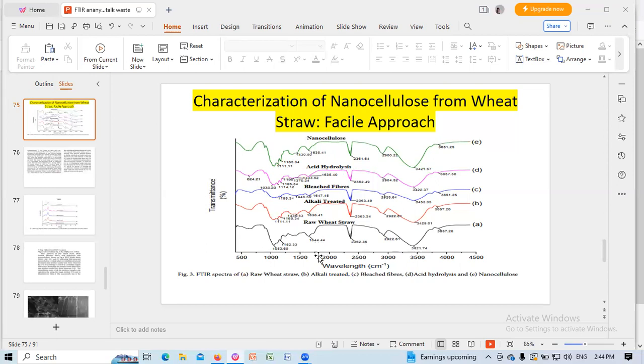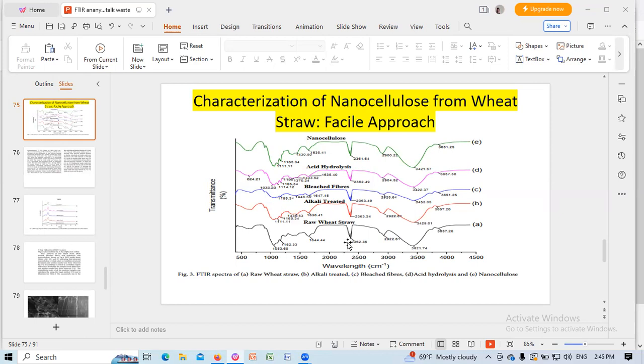And 1195, the absorbed SO2 from sulfuric acid in hydrolysis of cellulose, a peak of asymmetric stretching vibration, and the peak at 624, the carbon sulfide stretching vibration peak, shows the presence of sulfate group from acid hydrolysis treatment, and also other peaks.